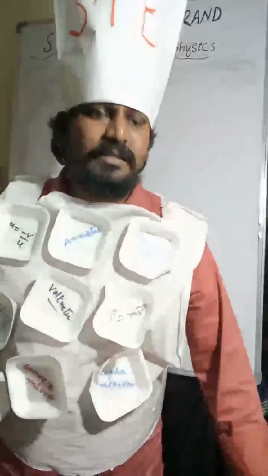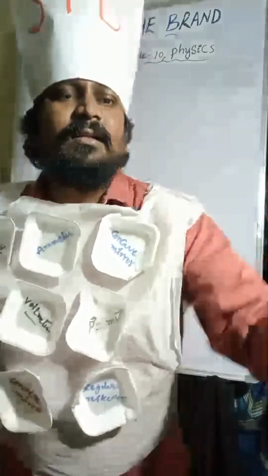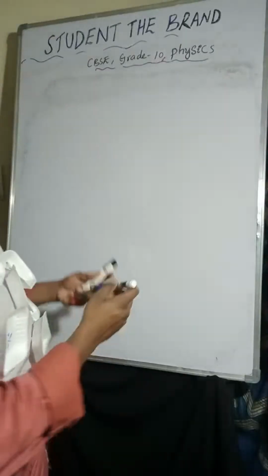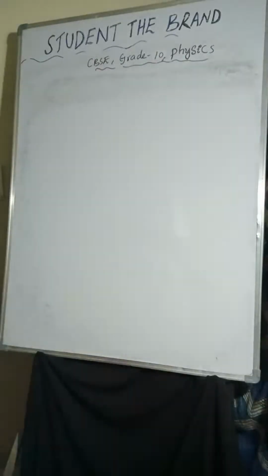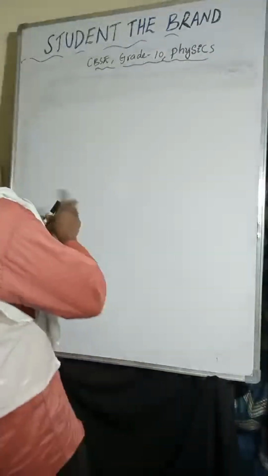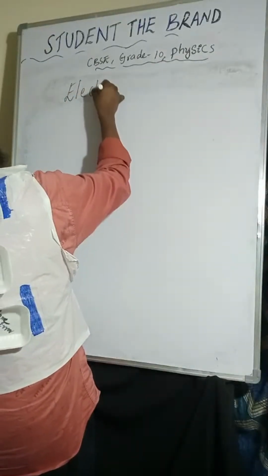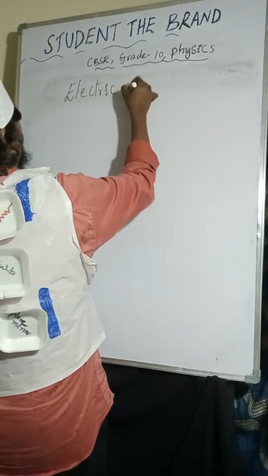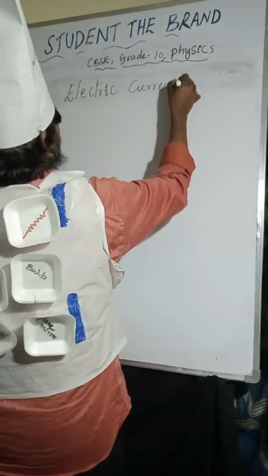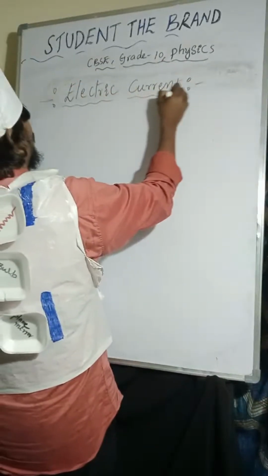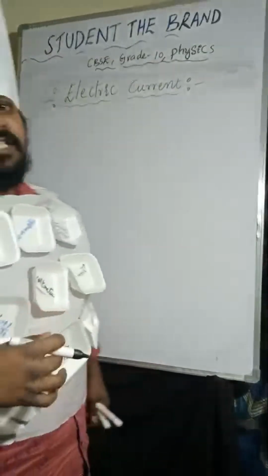So today we are going to discuss electric current. Electric current is nothing but the rate of flow of charge. The rate of flow of charge is called electric current.